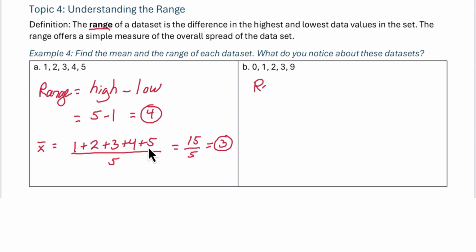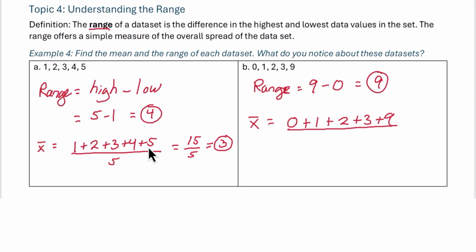In part B, let's first find the range. That is the highest minus the lowest. We get 9. Now let's find the mean. We add up all of the digits and then divide by the number of values that we have. 0 plus 1 is 1, plus 2 is 3, plus 3 is 6, plus 9 is 15, and 15 divided by 5 is 3.